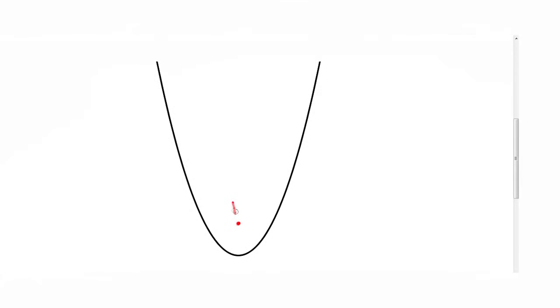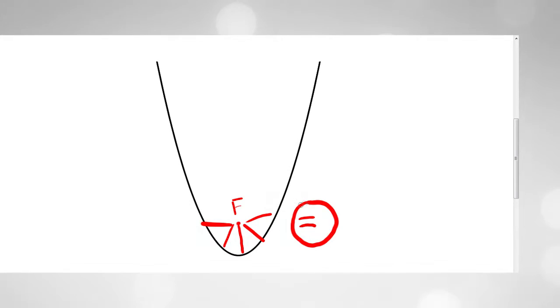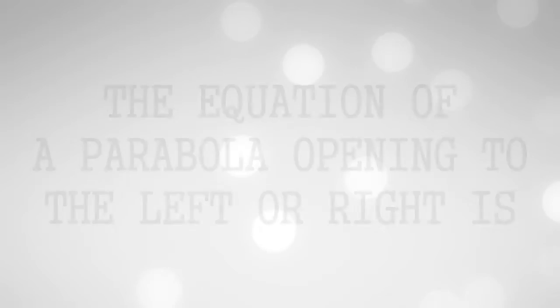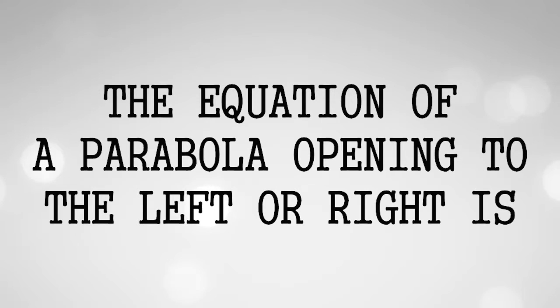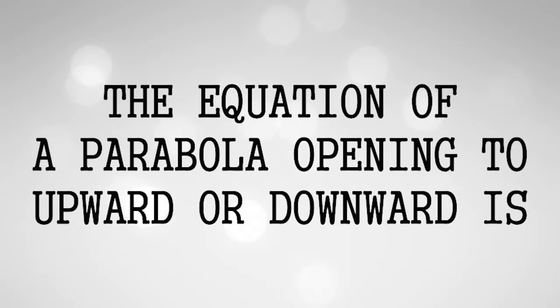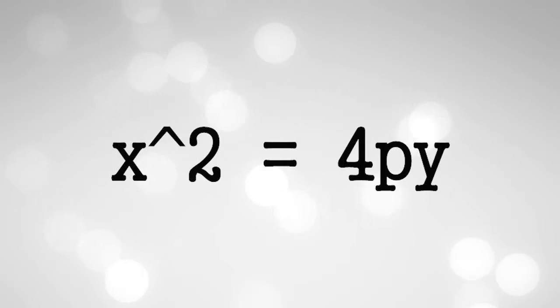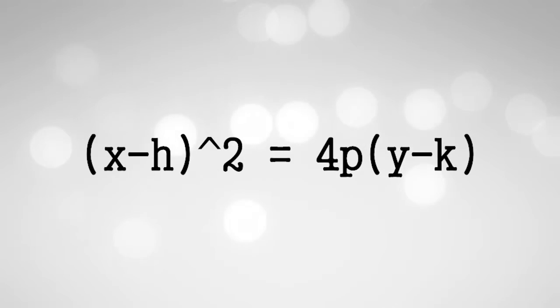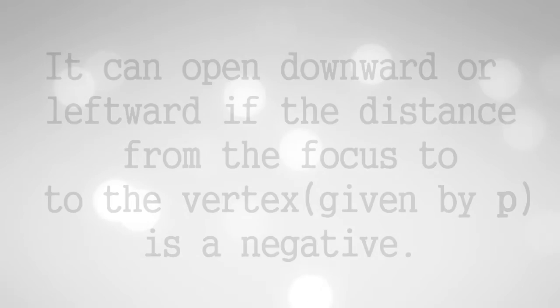A parabola is a curve where any point is at an equal distance from a fixed point. A parabola can open upward, downward, leftward, or rightward, depending on its equation. The equation of a parabola opening to the left or right is given by y squared equals 4px. The equation of a parabola opening upward or downward is given by x squared equals 4py. The vertex is given by h and k.